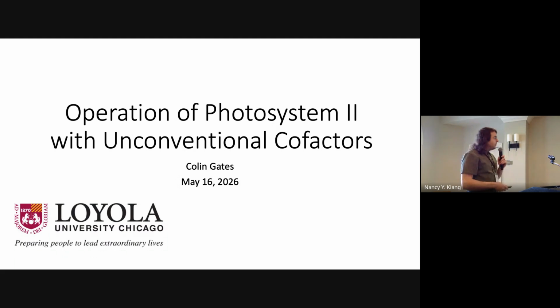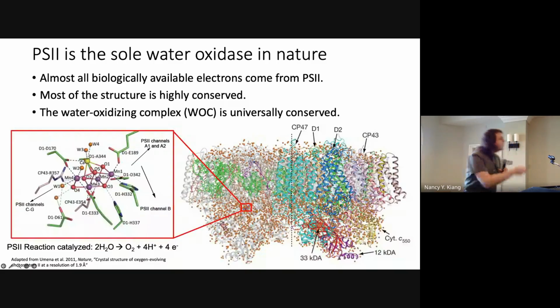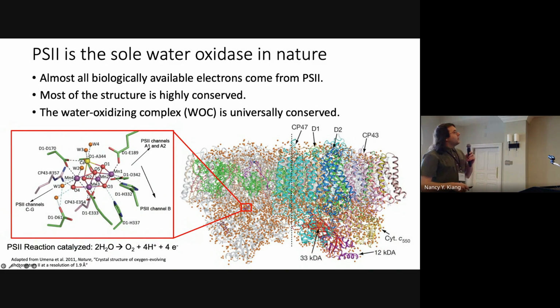All right, so I will try not to be as long-winded as I usually am. I'm going to be talking about what happens if you put things other than the normal manganese and calcium in the water oxidizing complex of photosystem 2. Sorry, oxygen evolving complex. I will try to remember to use that term.